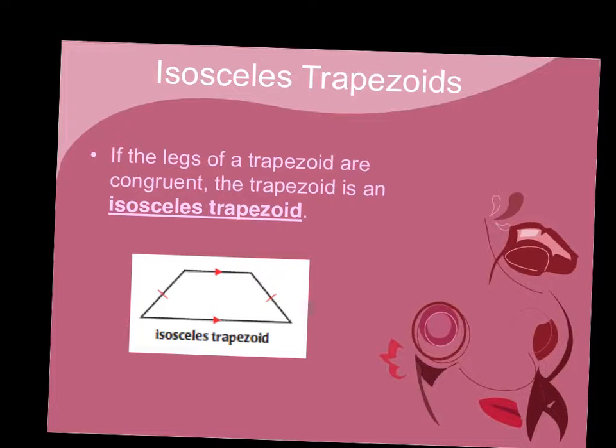So the parallel sides can't be congruent. Can anybody tell me why? What would happen if I had one pair of sides that's parallel and congruent? It's a parallelogram. Is a trapezoid a parallelogram? No. So the parallel sides can never be congruent. Does that make sense? Okay. But if the legs are congruent, then it's called an isosceles trapezoid.